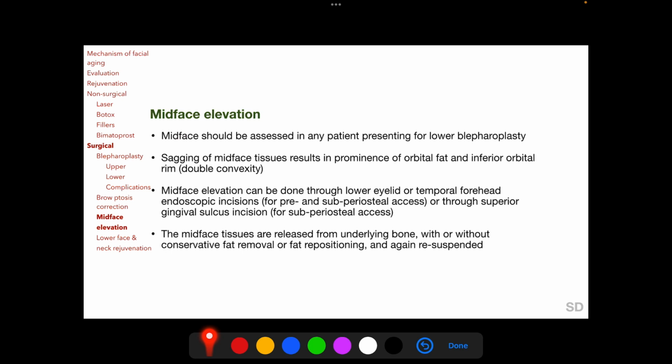Midface should be assessed in any patient presenting for lower eyelid blepharoplasty, and sagging of midface tissues results in prominence of inferior orbital fat as well as prominence of the inferior orbital rim, which appears as a double convexity from side view. Midface elevation can be done through forehead endoscopic incisions or through superior gingival sulcus incision. The midface tissues are released from the underlying bone with or without conservative fat removal or fat repositioning, and the midface tissues are then resuspended to the underlying bone.